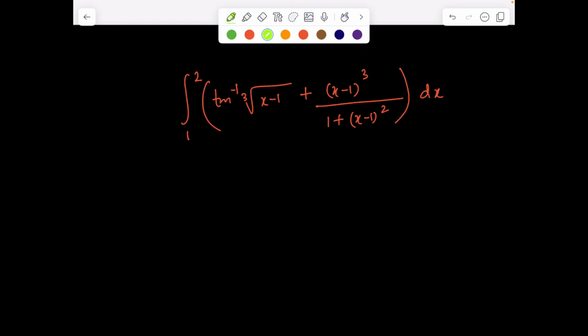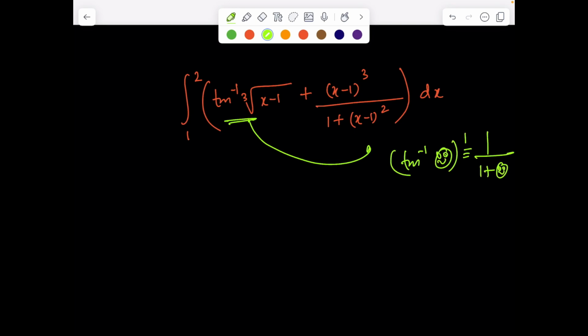Good morning, all of you, and let's try this integral. It feels very beautiful because you can see tan inverse of something, and of course, 1 plus something squared. That motivates me to recall the derivative of tan inverse of u, which is 1 by 1 plus u square. So with this motivation, we can start the problem.